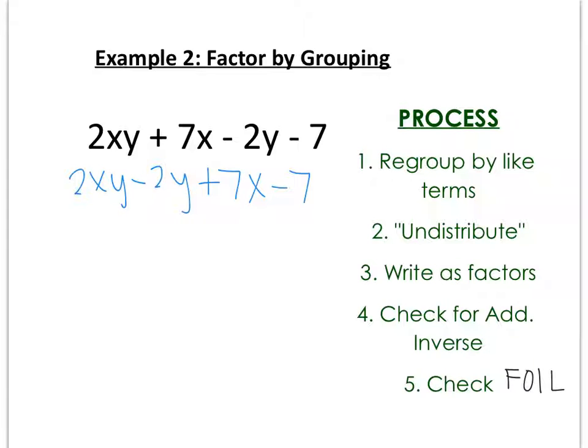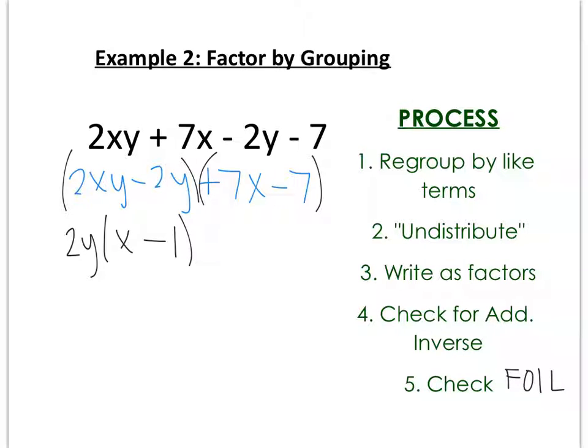Now we will break down this example even further, and I'll group the first 2 terms together and the last 2 terms together. So out of 2xy minus 2y, those are the only 2 terms I'm going to look at right now, I'm going to take out the GCF. The GCF of 2xy and -2y is 2y. Now if I undistribute, 2y times what gives me 2xy? Well, times x. And 2y times what gives me -2y? A -1. Okay, so now that part is done.